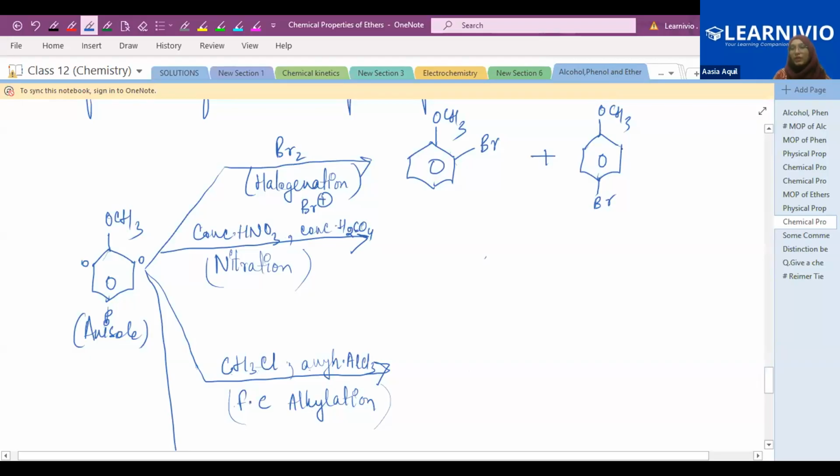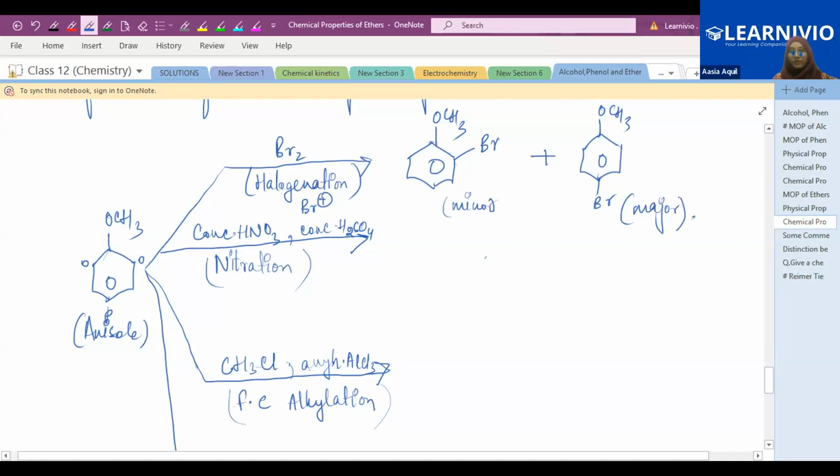Why is it major? Because there is less hindrance. Look here: bromine is at this position and the other group, the OCH3 group, is here. There is more distance between these two groups. But here the distance is less. The bromine is attached on the adjacent carbon, so there will be hindrance between the bromine and this OCH3 group. Due to the steric hindrance, this will be the minor product and this is your major product.